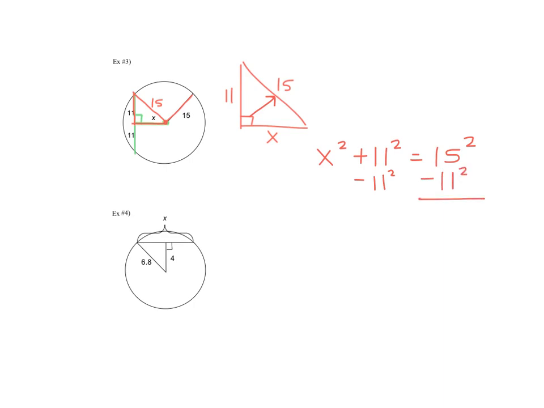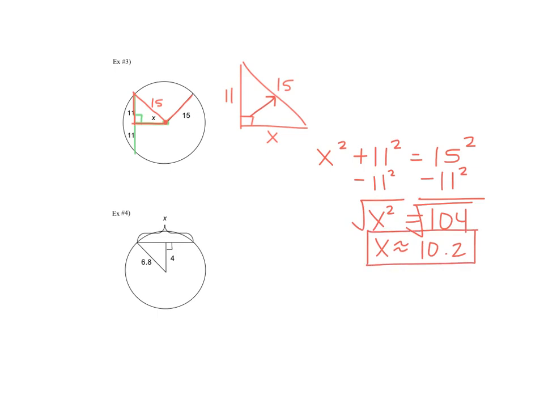Don't subtract this right now. Don't go 15 minus 11 is 4 and then square that. That doesn't work. You have to go 15 squared minus 11 squared. When you do that, you get 104. And then we're going to take the square root of that, and x comes out to approximately 10.2.